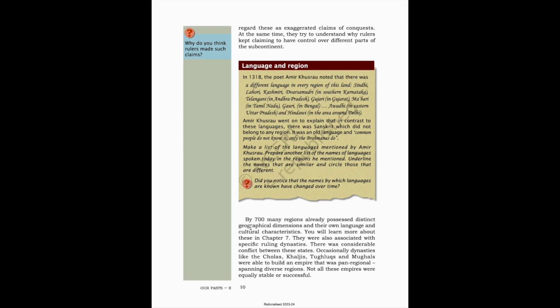By 700, many regions already possessed distinct geographical dimensions and their own language and cultural characteristics. You will learn more about these in Chapter 7. They were also associated with specific ruling dynasties. There was considerable conflict between these states. Occasionally, dynasties like the Cholas, Khaljis, Tughlaqs, and Mughals were able to build an empire that was pan-regional, spanning diverse regions. Not all these empires were equally stable or successful.